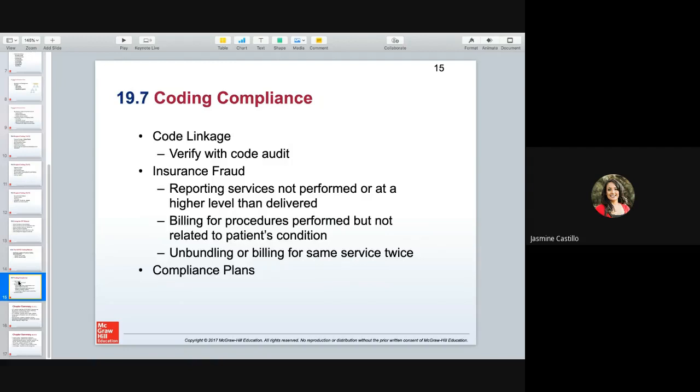Coding compliance. We will talk about this more in Chapter 17, but I want to explain it a little bit now. Code linkage is basically you have to have a diagnosis code with the CPT code in order to submit to the billing for reimbursement. If you submit a CPT code without a diagnosis code, they are going to kick it back. It's going to be denied. They're going to tell you that it's missing a code. You can resubmit it once you add the code to it, but just know that code linkage is basically meaning that the diagnosis code is present with the CPT code.